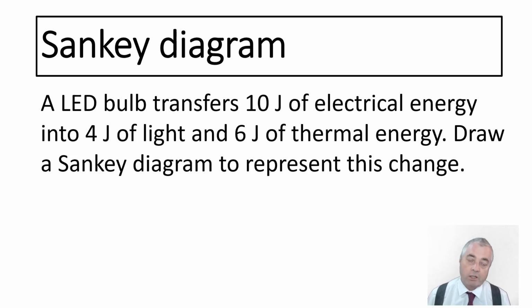So they might ask you to draw a Sankey diagram in your GCSE exam. They might ask you a question like this. So we've got an LED, it's transferring 10 joules of electrical energy, 4 joules of it is ending up as light, 6 joules as thermal energy. What does the Sankey diagram look like for that?